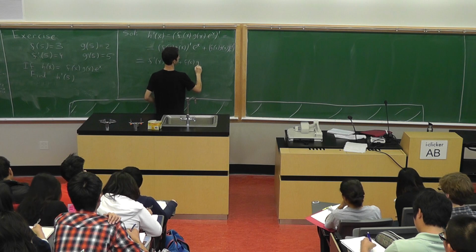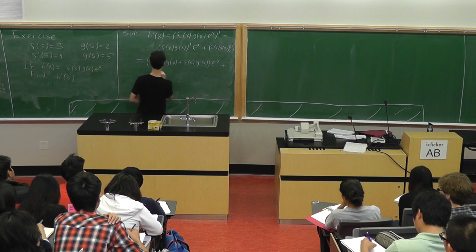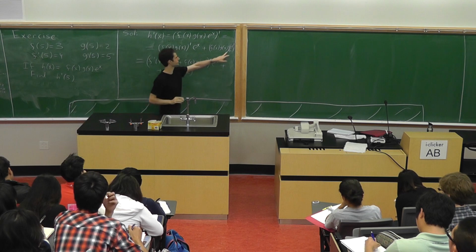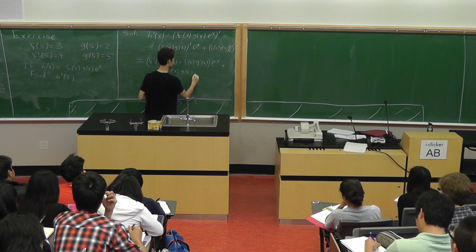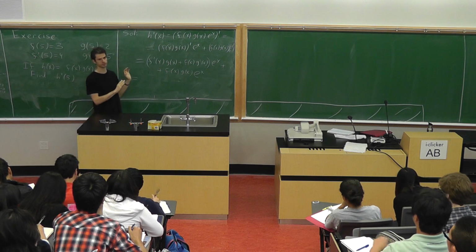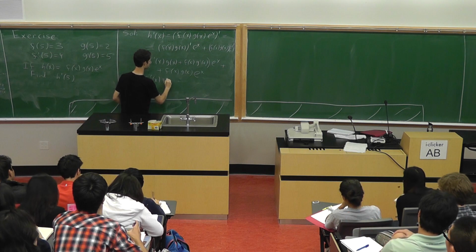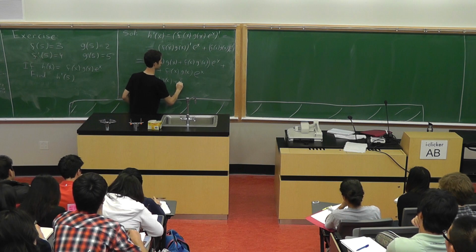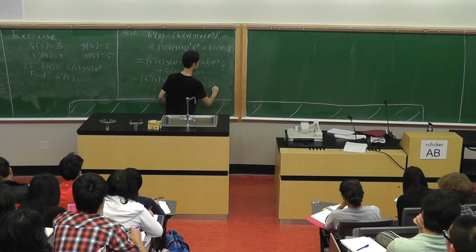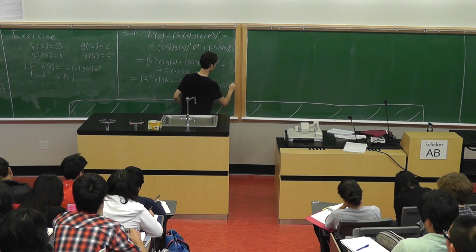f prime of x, g of x, multiplied by e to the power x, plus f of x, g prime of x, and only now I use that the derivative of e to the x is e to the x. And maybe let me simplify it by just taking e to the x out of all the brackets: f prime of x, g of x, plus f of x, g prime of x, plus f of x, g of x, and all this multiplied by e to the power x.